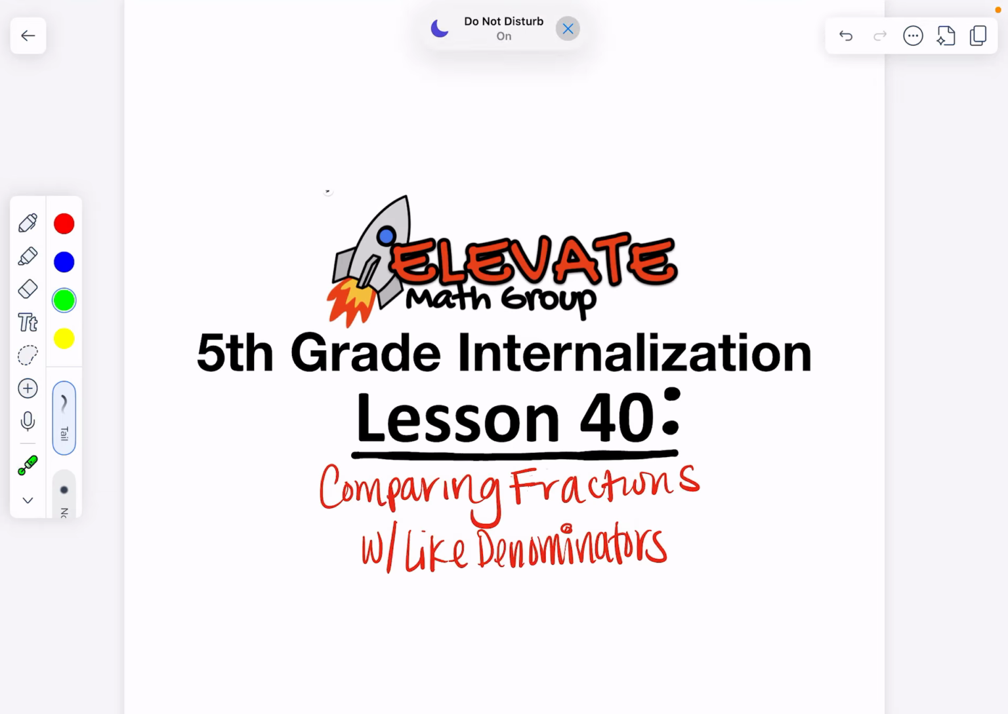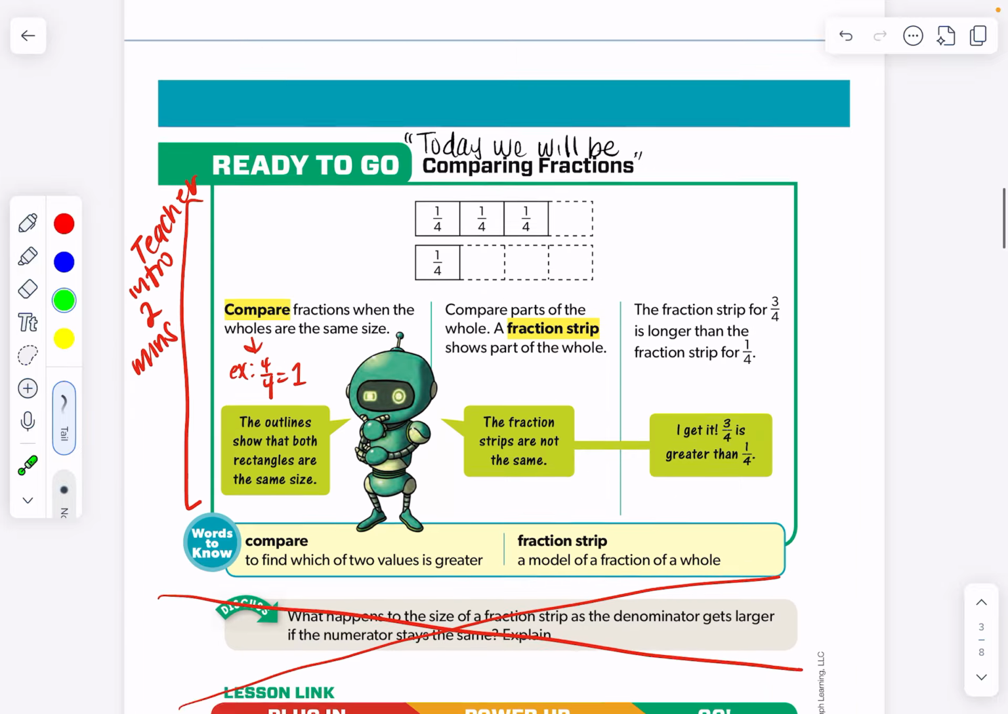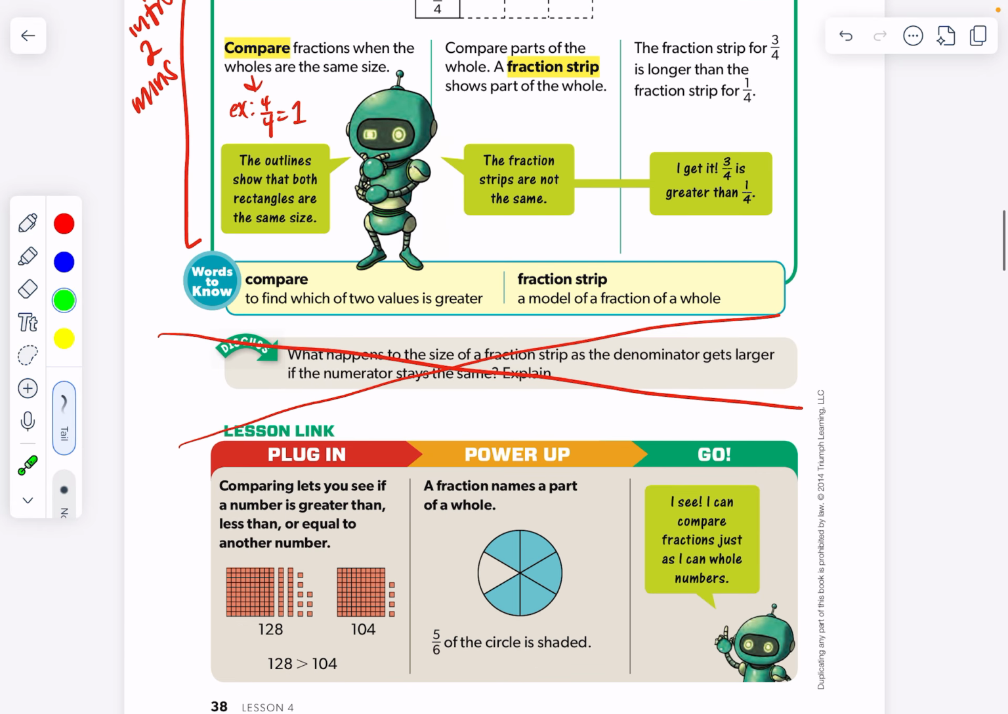Hi everyone, for 5th grade, lesson 40 in our Elevate groups, we are working on comparing fractions with like denominators, specifically with using fraction models. Today, students are going to see fraction strips and they are going to see circular models.